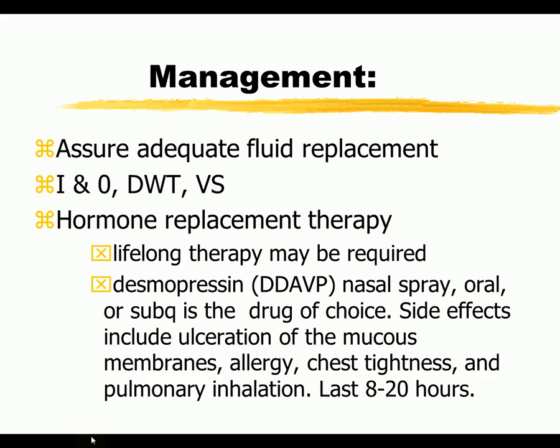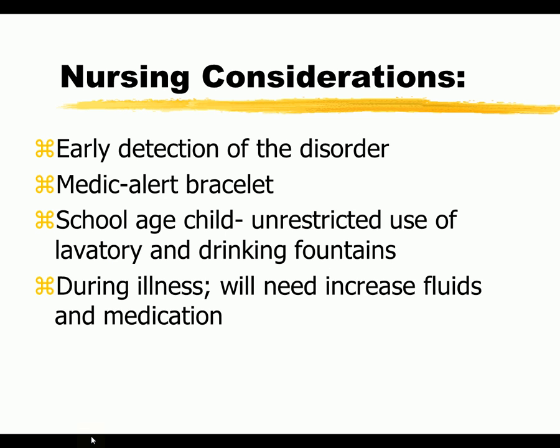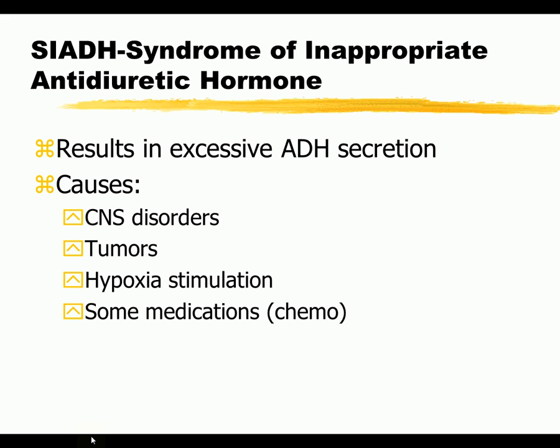Nursing considerations is early detection of the disorder. They're going to need a medical alert bracelet. School-age children, you're going to have to give them unrestricted use of the lavatory and drinking fountains. And know that during illness, they will need increased fluids and medications. So if you got that one down pat, you got this one down pat because it's just the opposite.